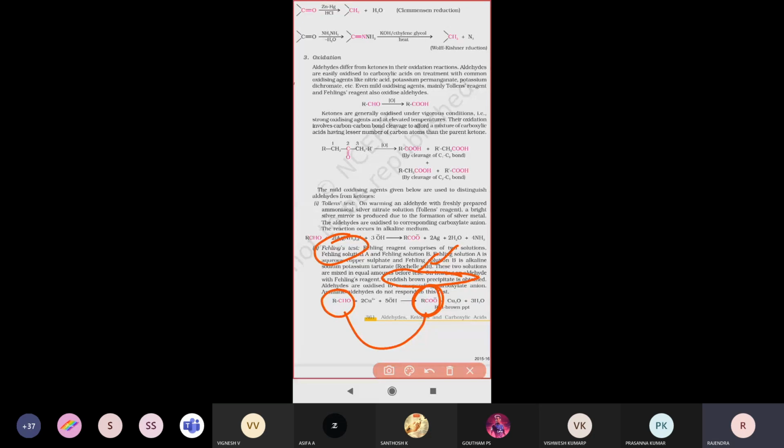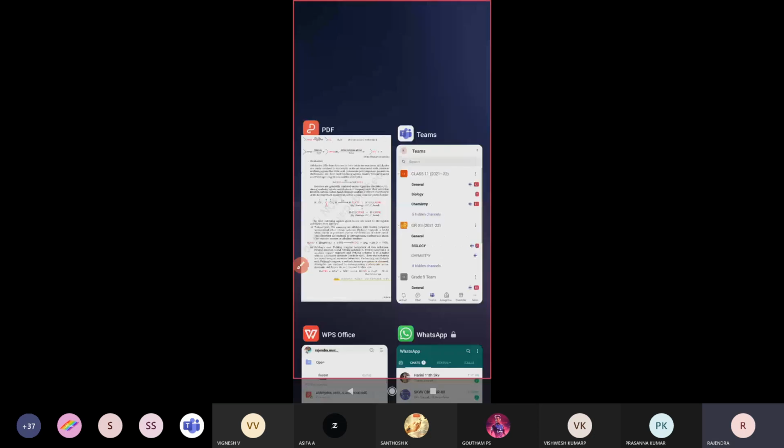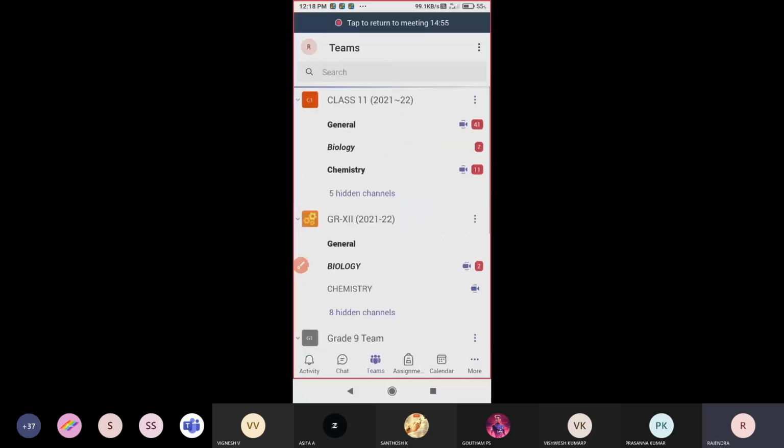Carboxylate ion will be forming, this takes place. So it is representing that the given organic compound is an aldehyde, right? So this is the testing for your aldehydes. Aldehydes and ketones are tested using Fehling's solution and another one, Tollens reagent, right? So let us clear everyone on the Tollens test and Fehling's solution, what is happening there?